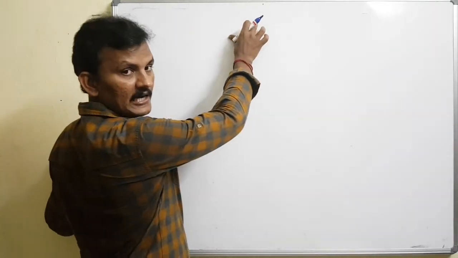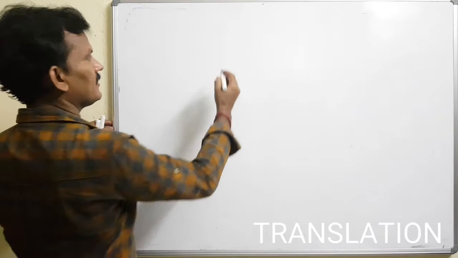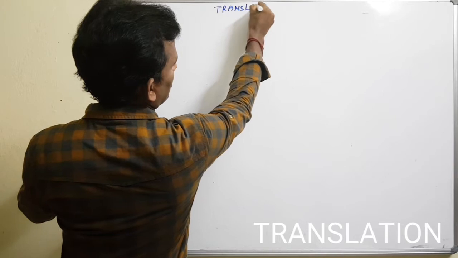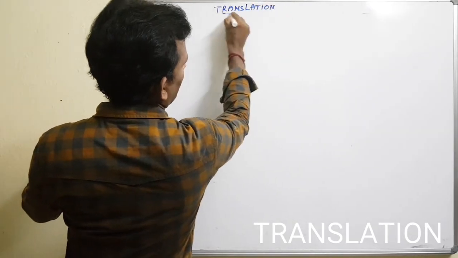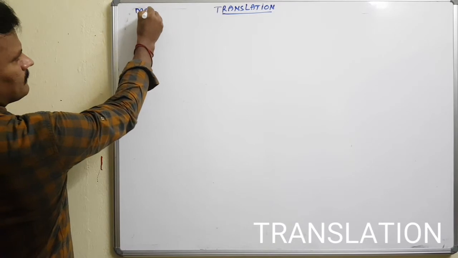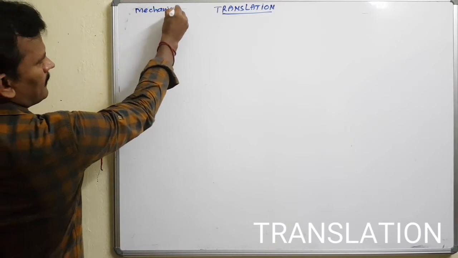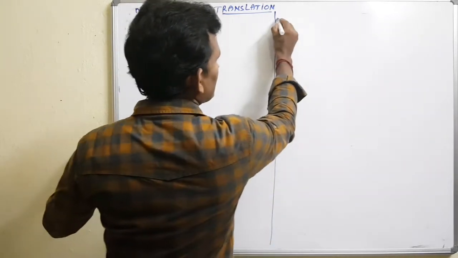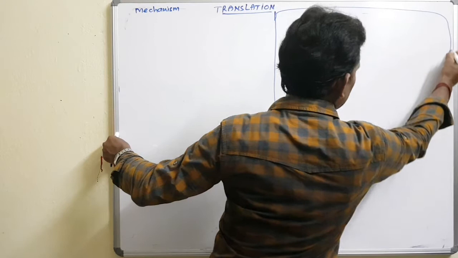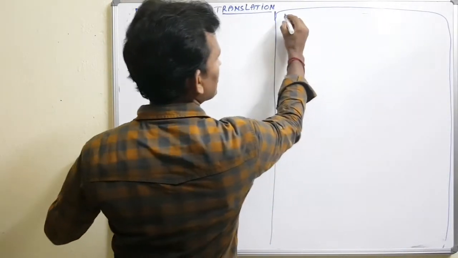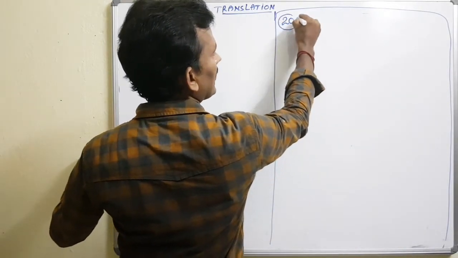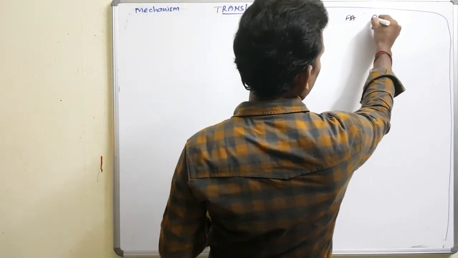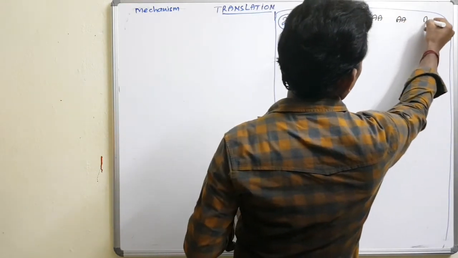In the previous video, I explained the basic requirements of translation. So, the translation process. In this session, we will talk about the mechanism. In a prokaryotic individual, the cytosol of a cell consists of 20 types of amino acids. All the amino acids will be present in the cytosol.